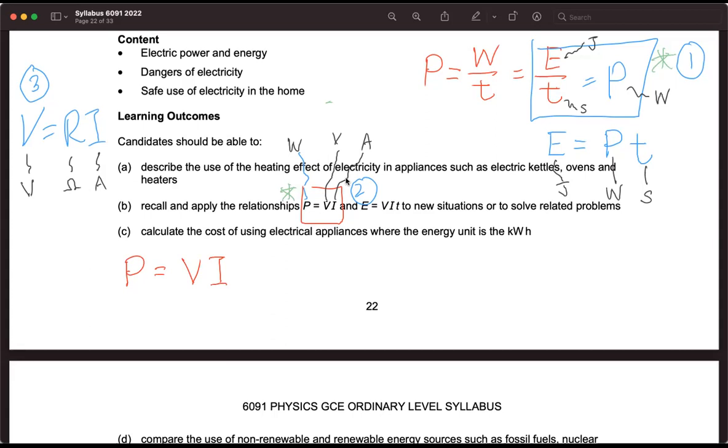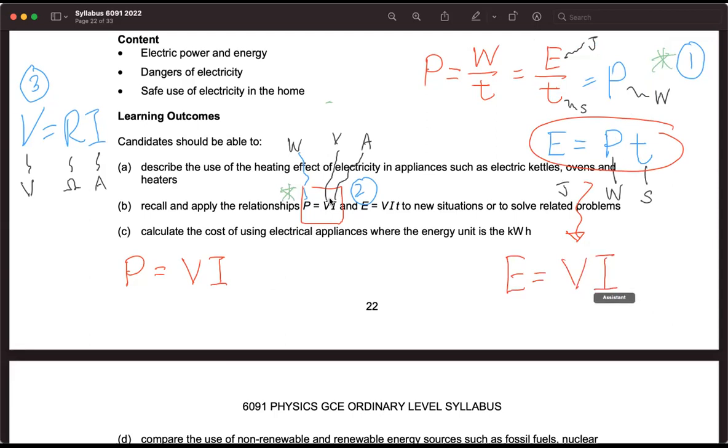Okay, the second thing is we also all know that energy is equal to power times time. Let me rewrite. Now all of you know that energy is equal to power times time. Correct? If I substitute the power here with VI, can we come out with this formula, energy is equal to VIT? Can we do that?